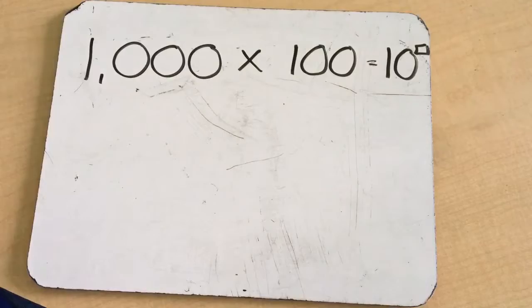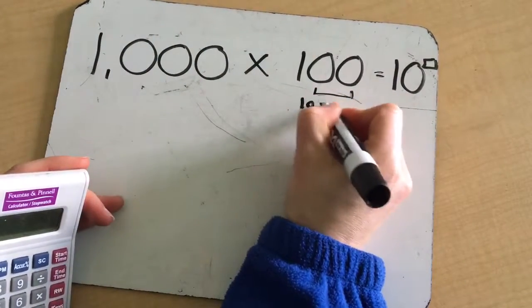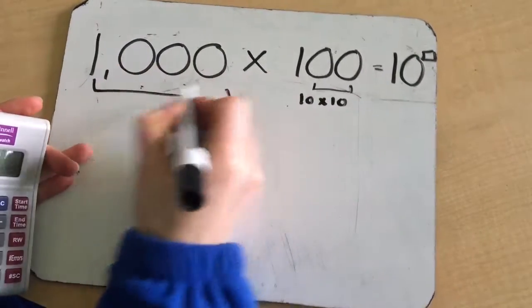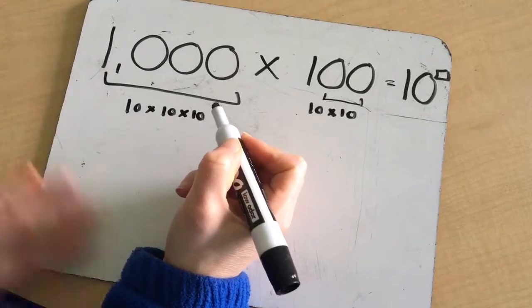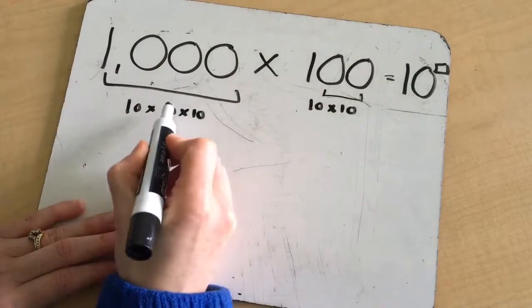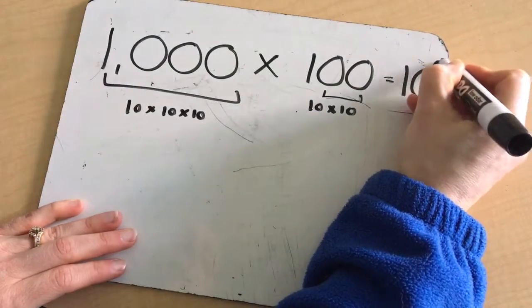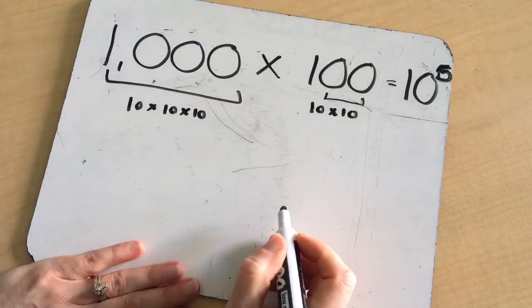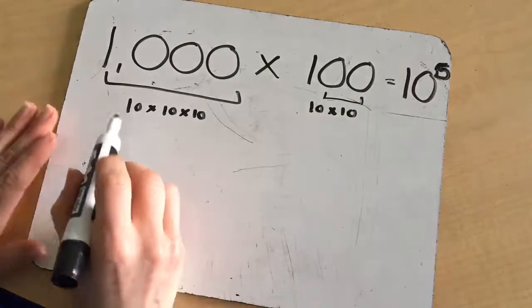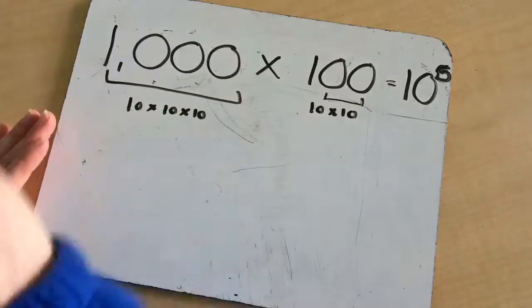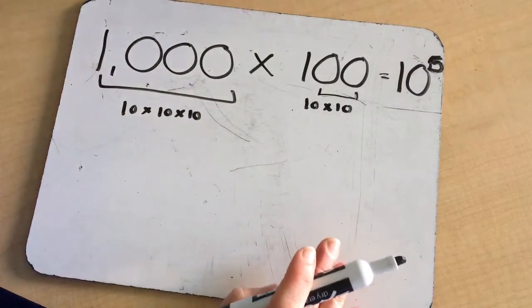Hopefully you said, well, this is ideally 10 times 10, which is 2 zeros. And this is ideally 10 times 10 times 10, which is 3 zeros. So I have 1, 2, 3, 4, 5 tens. So this should be a 5. 10 to the 5th power. 1,000 times 100 is the same as saying 10 times 10 times 10 times 10 times 10. But instead of having to write all that out, I could just put it into an exponent.